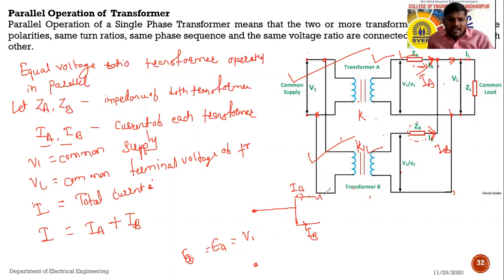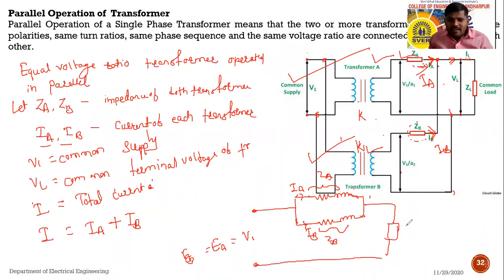Transformer A has an impedance that is the sum of resistance and reactance. So this is nothing but ZA. Here there is another impedance, which is nothing but ZB, and it is fed to the common load. That means a common load is connected across this.